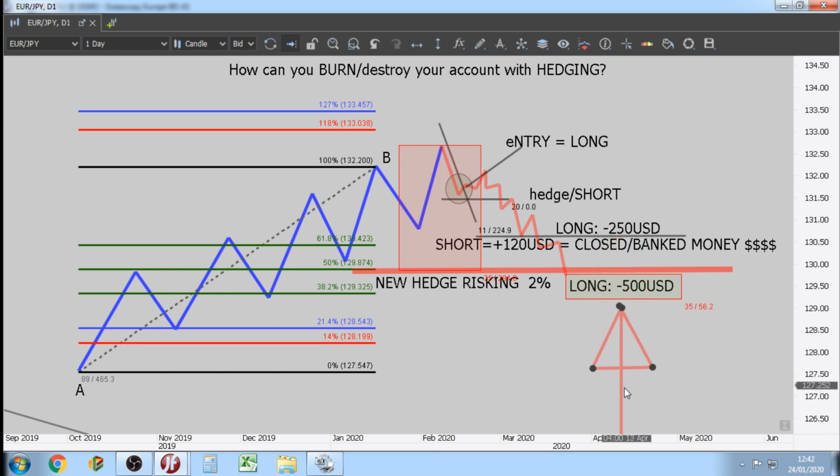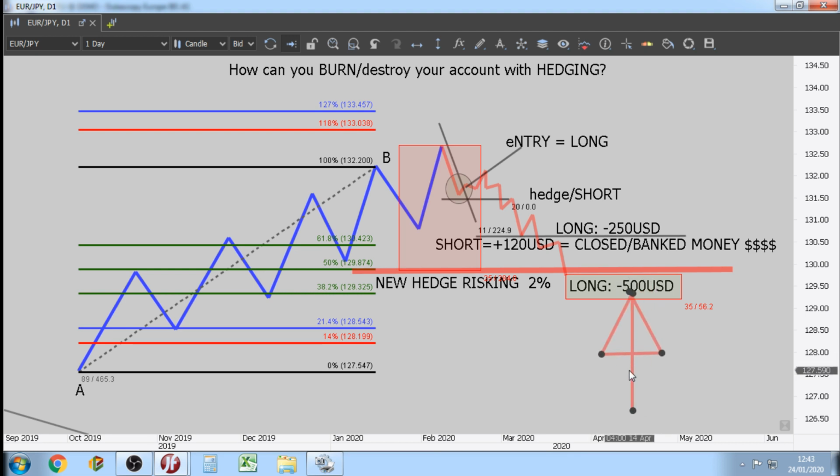Why? Because I just doubled my risk, everybody. Remember, try to understand this. I'm using a hedge instead of a stop loss. Instead of me losing 250, I entered with the short trade. And because this short trade went down, I banked $120, and psychologically I'm happy and I'm the man. What I'm losing sight of, what I'm not aware of, is that my long trade, which should be a loss, down here just doubled.